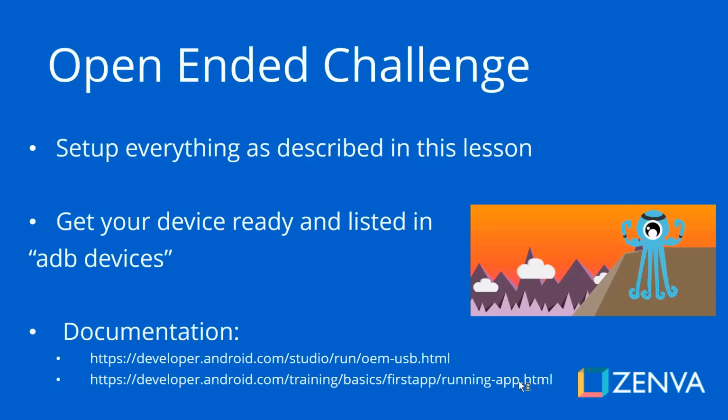So an open-ended challenge for you is to set up everything as described in this lesson and get your device ready and listed in adb devices. So basically you are ready to continue and to be able to run Unity games on your Android phone, and after that you can move on to the platform or platforms that you're actually going to be working with: Google Cardboard, Daydream or Gear VR.